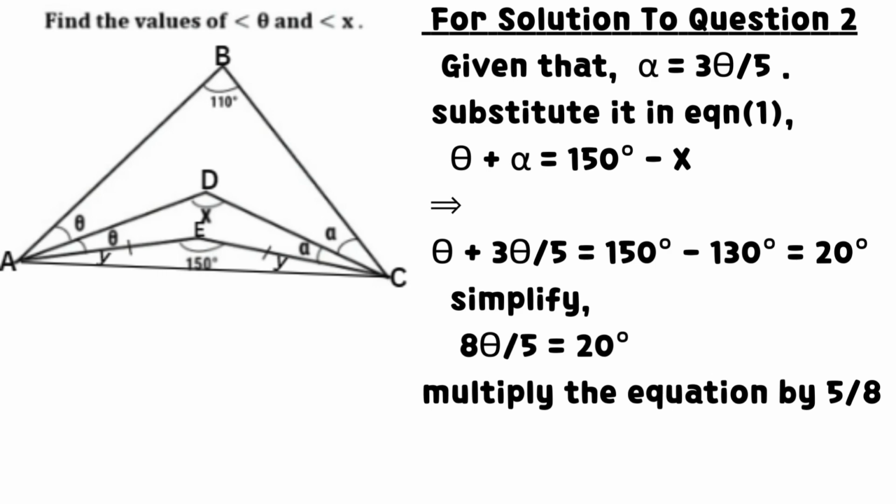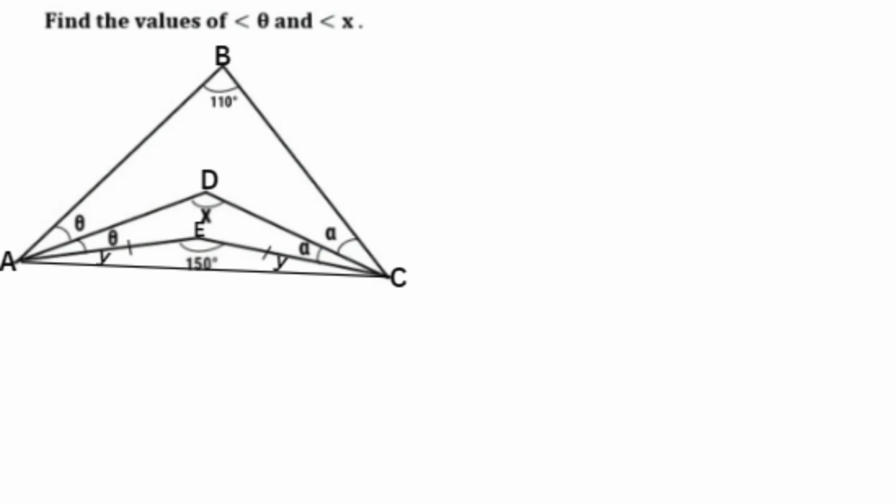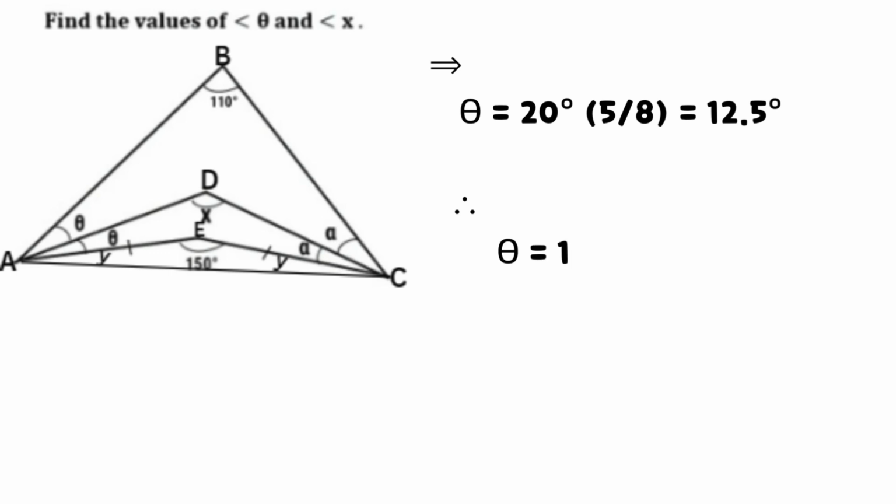Simplify and we have that 8 times theta all divided by 5 equals 20 degrees. Multiply the equation by 5 divided by 8. Thus, theta equals 20 degrees times 5 divided by 8, which equals 12.5 degrees. Therefore, theta equals 12.5 degrees.